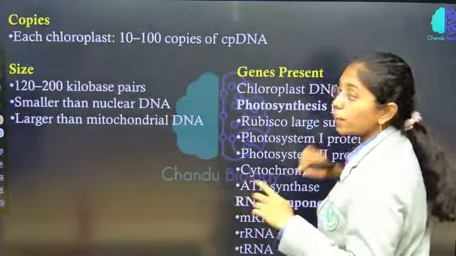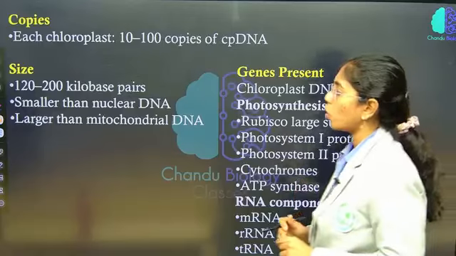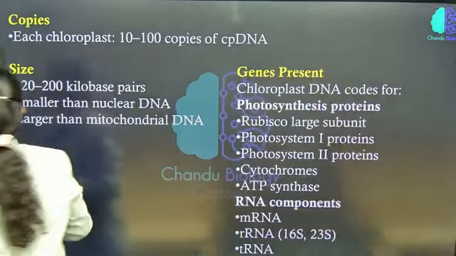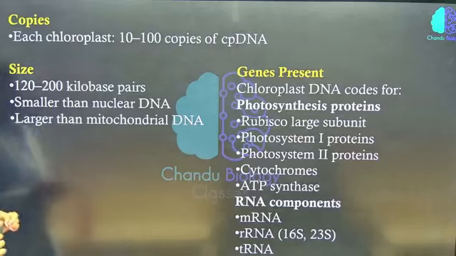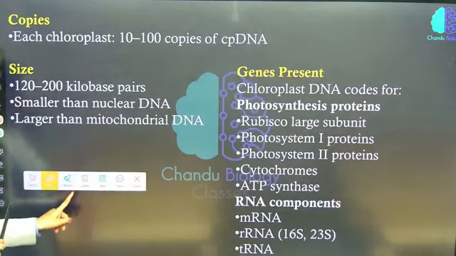Each chloroplast will have how many DNA molecules? 10 to 100 copies of chloroplast DNA are present, which has 120 to 200 kilobase pairs. They are smaller than the nuclear DNA, larger than mitochondrial DNA.